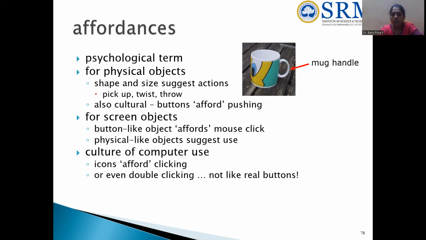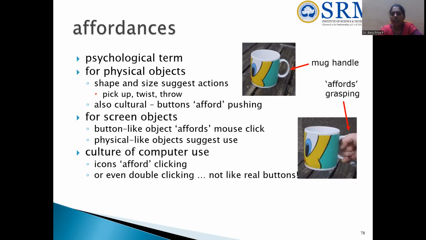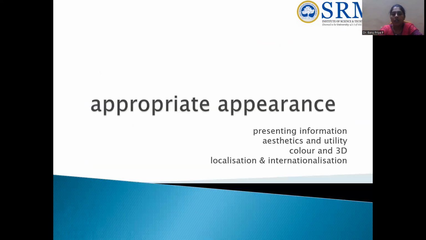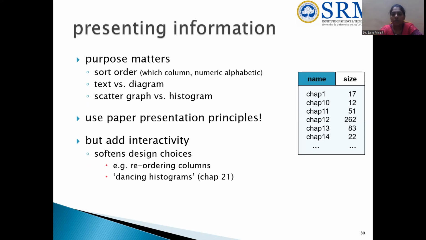Now this figure affords grasping. Whereas if you have only a handle, it can be grasped. Screen objects, it can be used. How to present the information? If you look at this figure, name and size, you're not able to tell, like this one is a size and this one is a name.